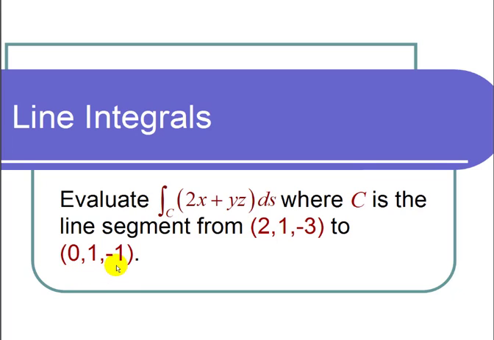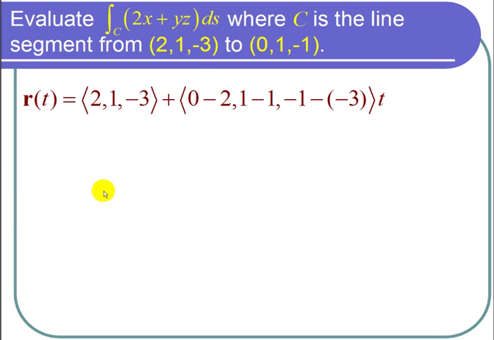So we start by parameterizing this line segment. If you recall, to parameterize a line segment, the easiest way is to start with the point and turn it into a vector, and we get (2, 1, -3). And then we add the displacement vector times t. The displacement vector is (0 minus 2, 1 minus 1, -1 minus -3), and then we have times t.